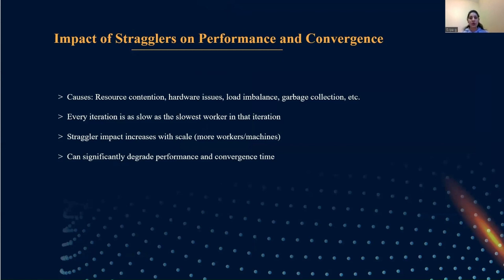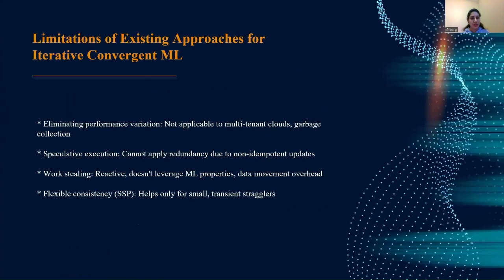Coming to the next slide, impact of stragglers on performance and convergence. Stragglers slow down distributed computing by making every iteration as slow as the slowest worker. And as the scale of computation increases, so does the impact of stragglers, leading to longer convergence times. Factors like resource contention, hardware issues, and load imbalances contribute to straggler occurrence and significantly degrade the performance.